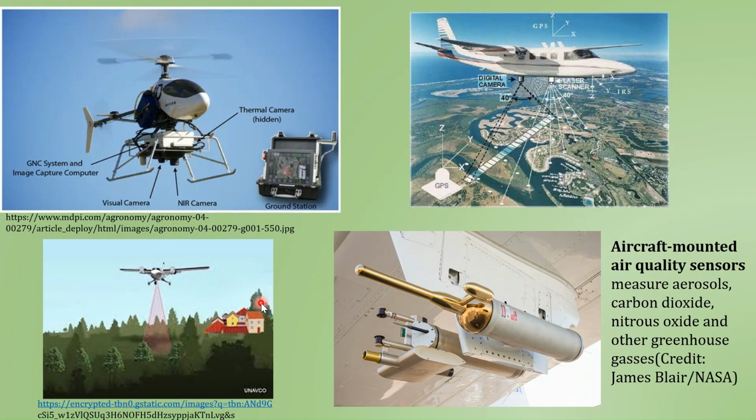Here we have some of the images related to the air platform. This is a helicopter having sensors like a thermal camera, NIR camera, visual camera, GNC system and the image capture computer. This image shows that this much area is covered on the ground surface, and when this aircraft is moved in a certain direction, the data from a particular track can be acquired. This image shows the aircraft mounted air quality sensors, which measure aerosol, carbon dioxide, nitrous oxide and other greenhouse gases.